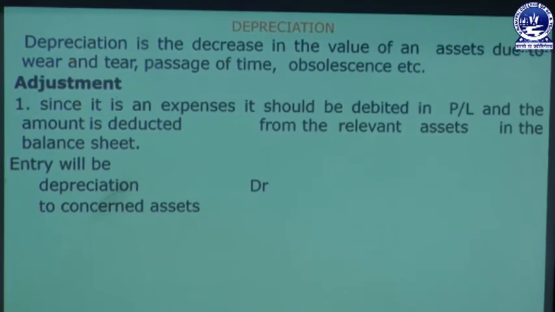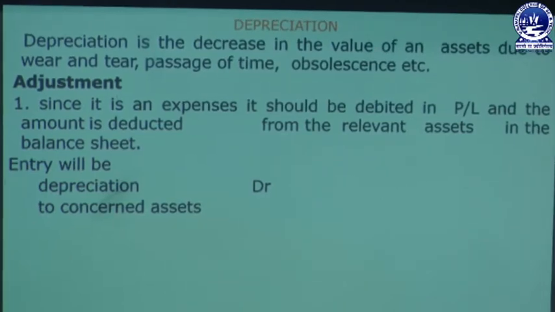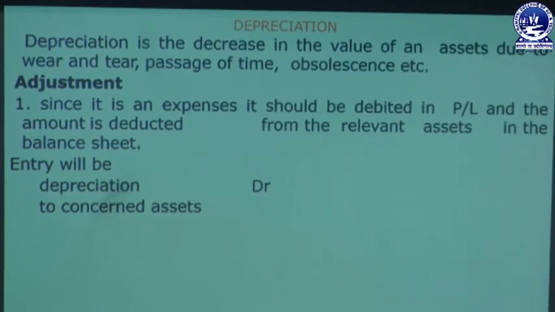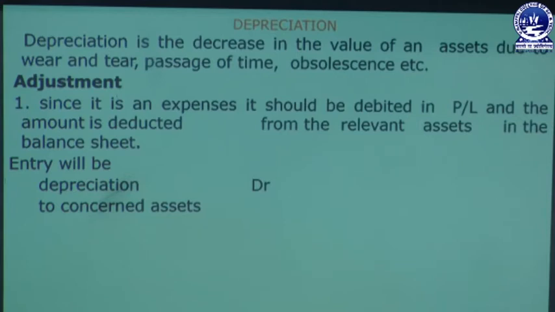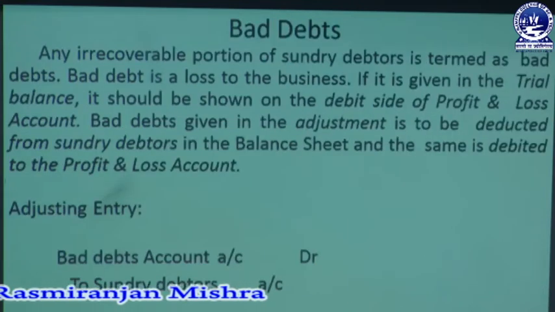The second adjustment: the amount of depreciation which is considered in the profit and loss account must be deducted from the particular fixed asset at the time of preparing the balance sheet. On the asset side of the balance sheet, the amount of depreciation must be deducted from the fixed asset. That means we must show it on the debit side of the profit and loss account. So the adjustment entry is depreciation account debit to profit and loss account.